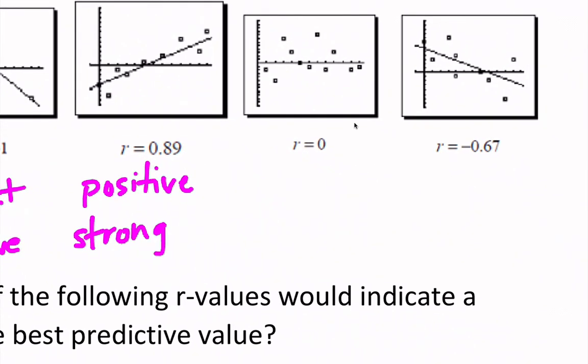Okay, on this next one, R is 0. Notice the points are just everywhere. I can't notice if the points are going upwards or downwards. I can't notice the trend at all. And so since R is 0, we know that is no correlation.